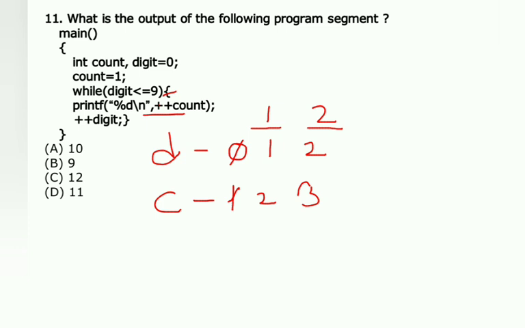So again the third iteration will start. This will go on up to the 9th iteration. It will continue to execute and increment the digit and the count values. At the ninth iteration, what will happen? The digit value will be 9 and the count value will be 10.